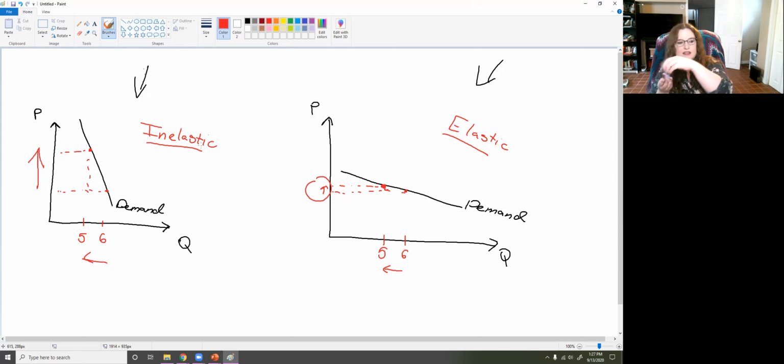Elastic means if there's a small change in price, if the price of nail polish gets expensive by an additional 50 cents, I'm more willing to walk away. I'm more willing to say, I don't need that. No, thank you. That's too pricey for me, and just go.